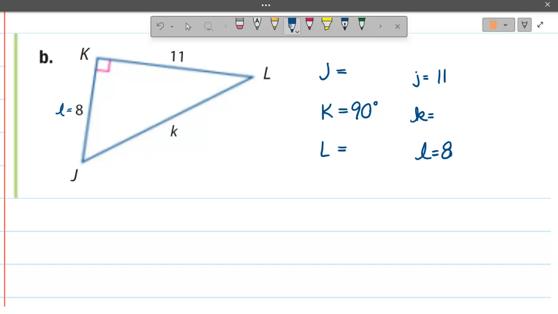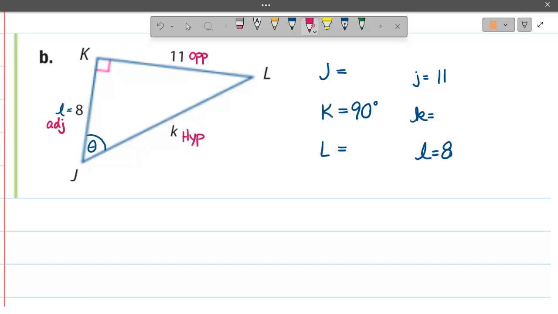All right, so it doesn't matter which angle we want to start with. If we want to find j because it comes first, j becomes our theta. That is our angle. Everything that we're going to mark is with respect to angle J. So K is going to be the hypotenuse no matter what. 11 is going to be the opposite. And L is going to be the adjacent.